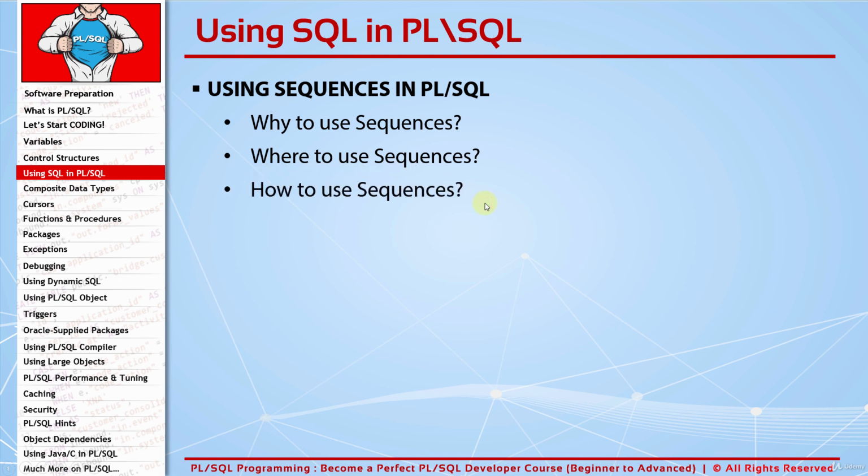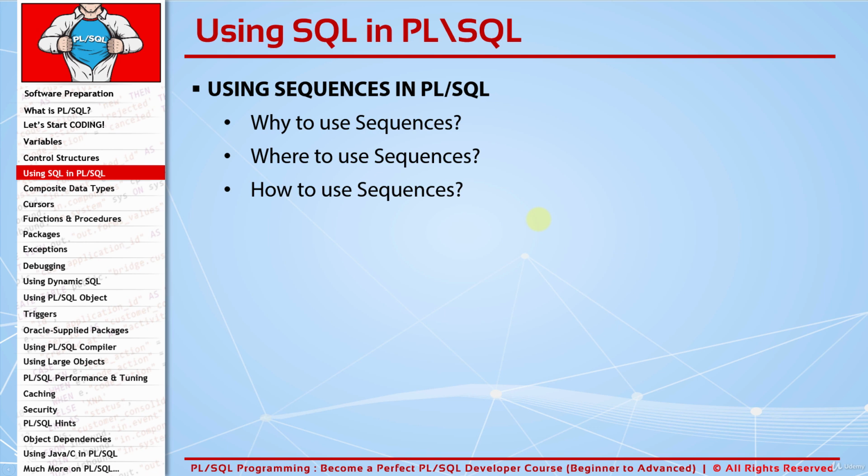So how to use sequences? With 11g and 12c, we can use the NEXTVAL and CURRVAL pseudocolumns in our PL/SQL code. We can assign a sequence value into a database column or a PL/SQL variable. But the value or column that we assign our sequence to must be a number type. We can use sequences in two ways.